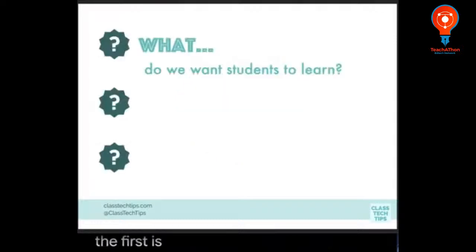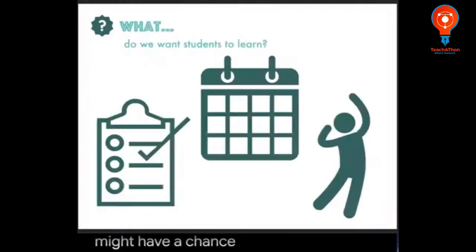The first is our what question. What do we want students to learn? Now, this comes back to our learning goals, of course. You might have a checklist, a curriculum map or calendar that you're working off of, or you might be thinking like that little icon jumping up and down that you want to think about student interest and what they are most excited about. And all of those pieces coming together might guide your own decisions on what it is you want students to learn or experience.